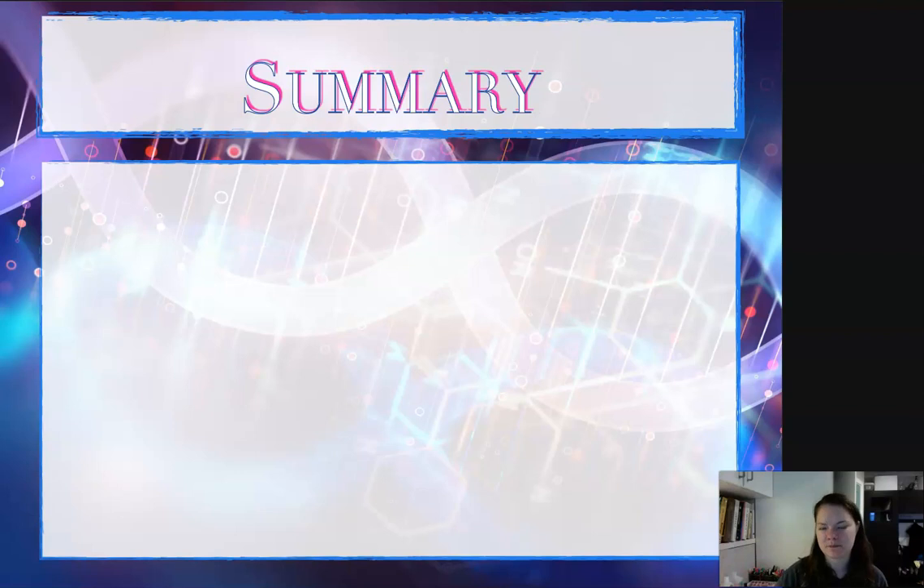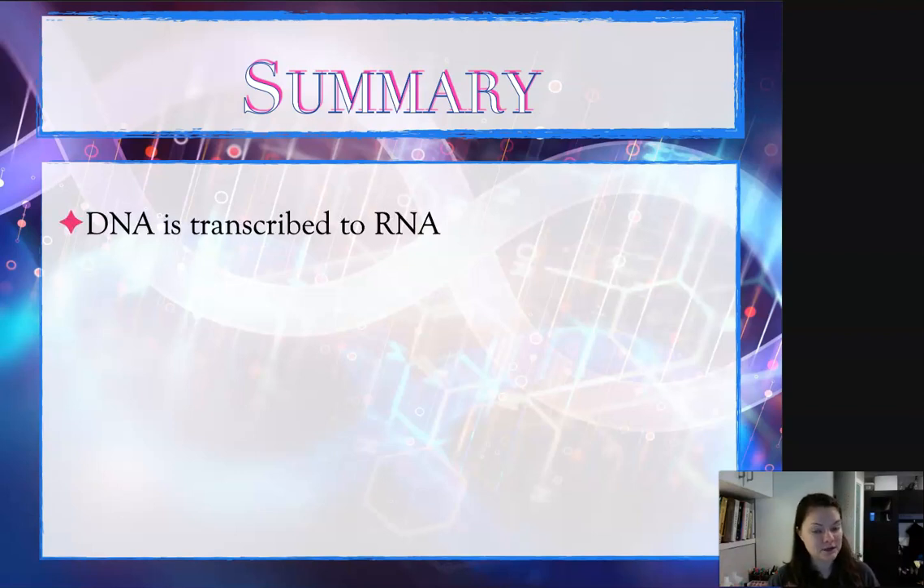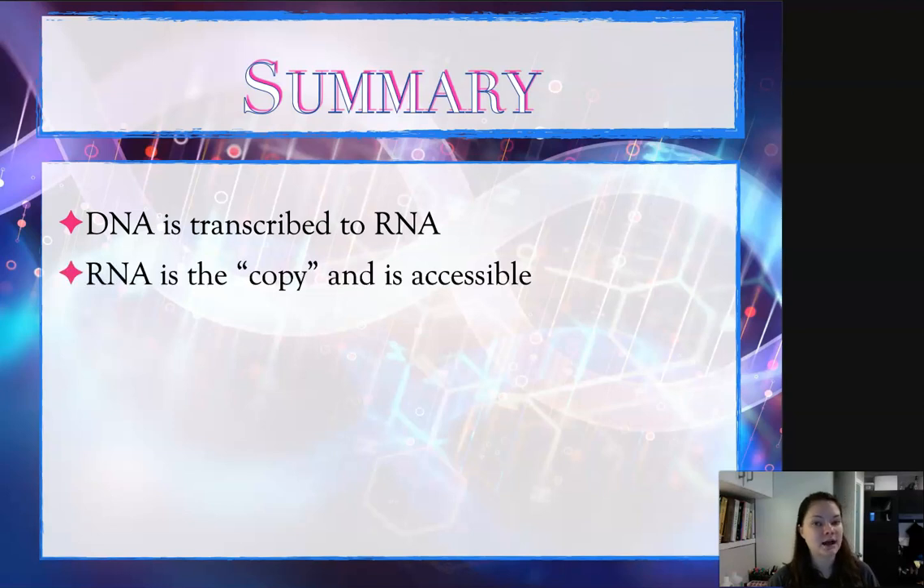Let's wrap all of that up and make sure we're making some sense here, okay? So the DNA is transcribed into RNA. That's our first part of the central dogma. That's what we talked about yesterday. The RNA is going to be the copy, and that is what is accessible to the ribosome. Because the DNA is safely housed in the nucleus, the ribosomes are in the cytoplasm, and so we need a way to get that message out. That's going to be our RNA.